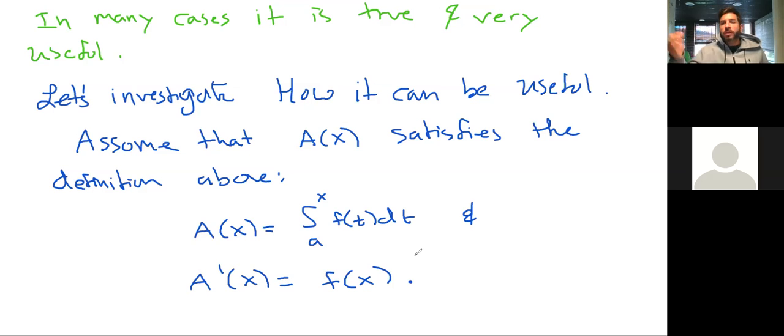Okay, so what we want to do now is we want to do some deductive reasoning. So we have an area function. We know that if we differentiate this function, we just get the function whose sort of area we were investigating. So let's do some deductive reasoning. What we want to do now is suppose there's some other function out there.